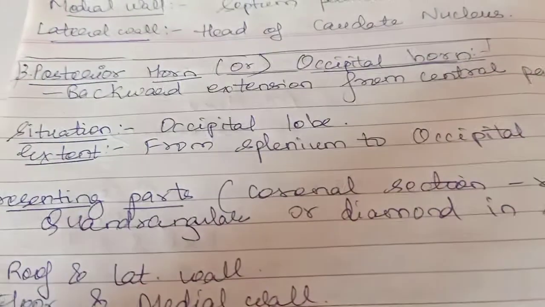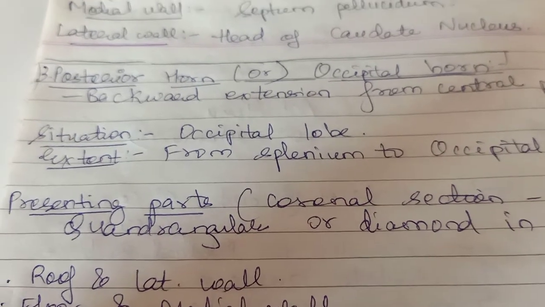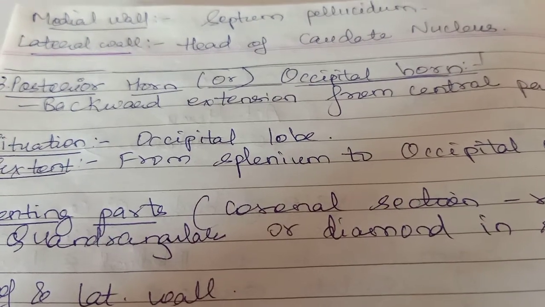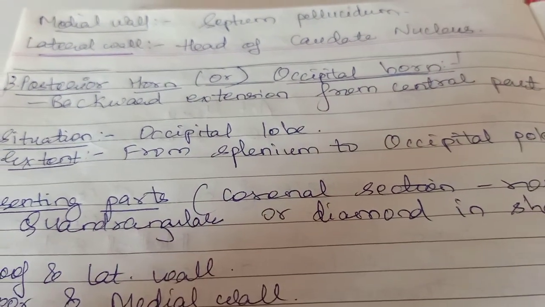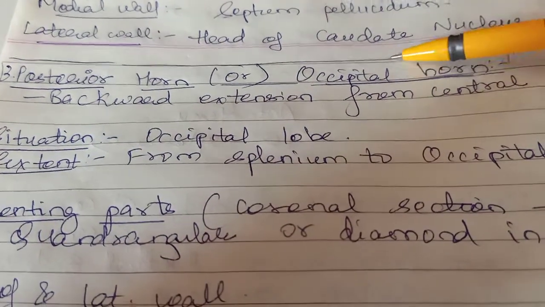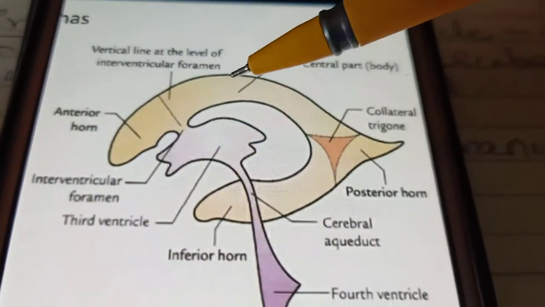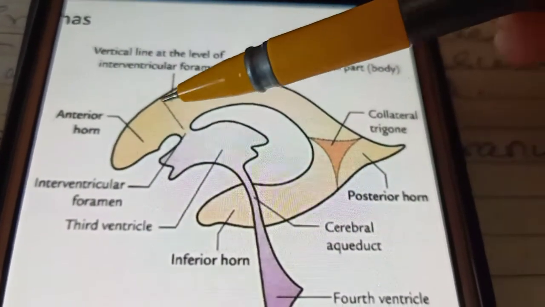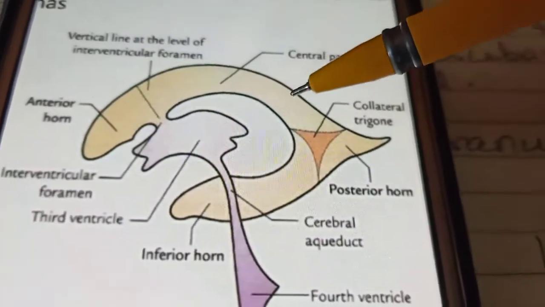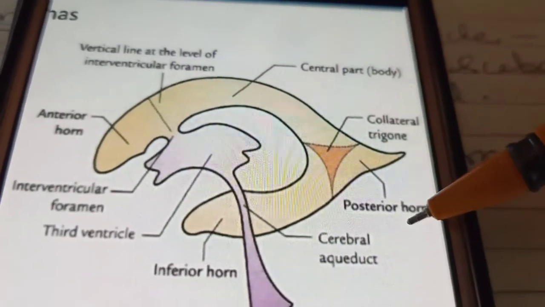The next part of the lateral ventricle is the posterior horn. This posterior horn is present in the occipital lobe, so it is also known as the occipital horn. It is a backward extension from the central part. So if you see, this is the central part. The anterior extension was the anterior horn. Now the posterior extension of the central part of the lateral ventricle is the posterior horn.